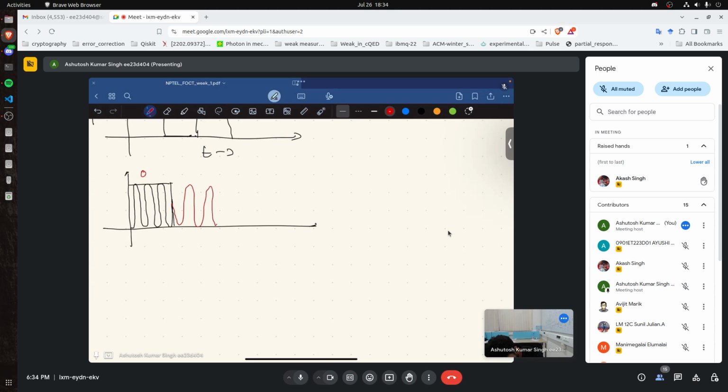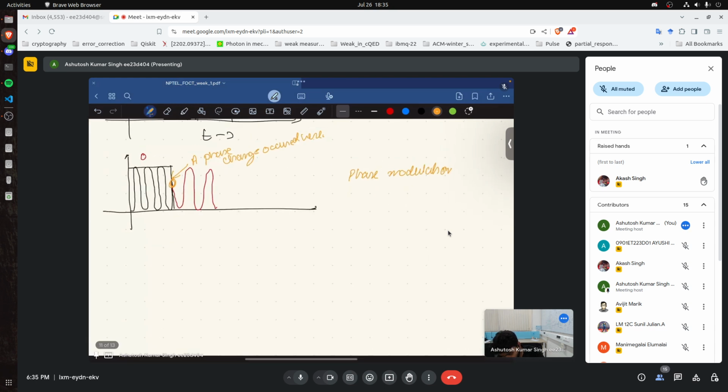So you see, at this point a phase change occurred here. This is called phase change, and frequency change is just the rate of this oscillation. So this is phase modulation, and then the third case is frequency, where you literally change the frequency of the oscillation. Now this is one, and here you change the data and then you start using another frequency.